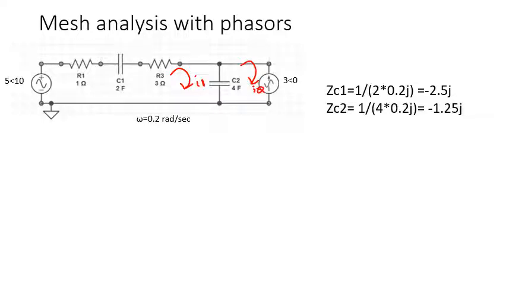I calculate the impedance of my capacitors. In this case, I've been told a frequency that is assumed to be the same for both sources. Both this voltage source and this current source should have a frequency of 0.2 radians per second. So I don't have to do superposition. I can just do normal mesh, leaving both sources on at the same time. When I do that, I can calculate impedances since I only have one frequency. Impedance of capacitor 1 comes out to negative 2.5j. Impedance of capacitor 2 comes out to negative 1.25j.